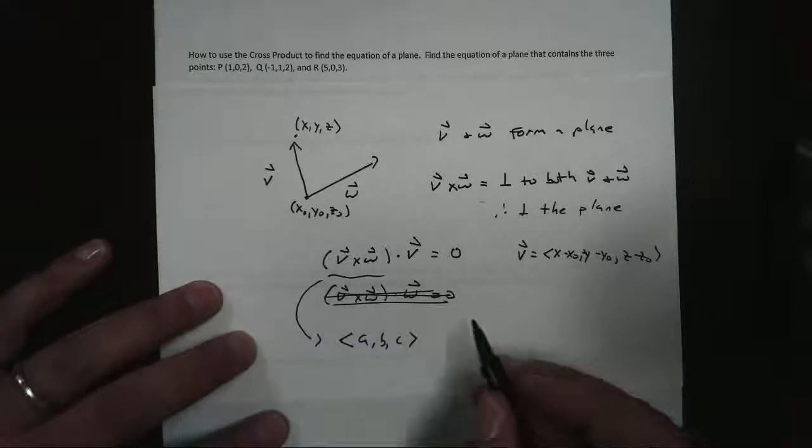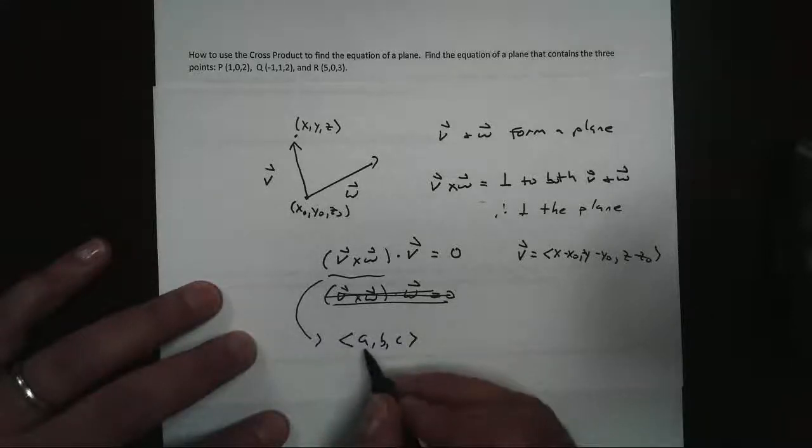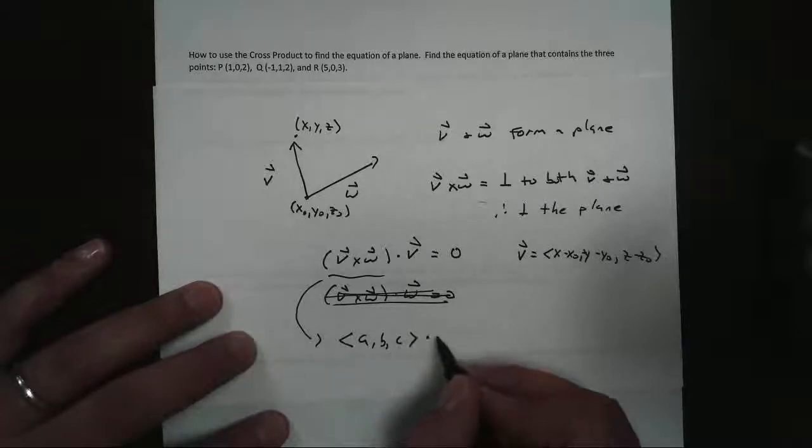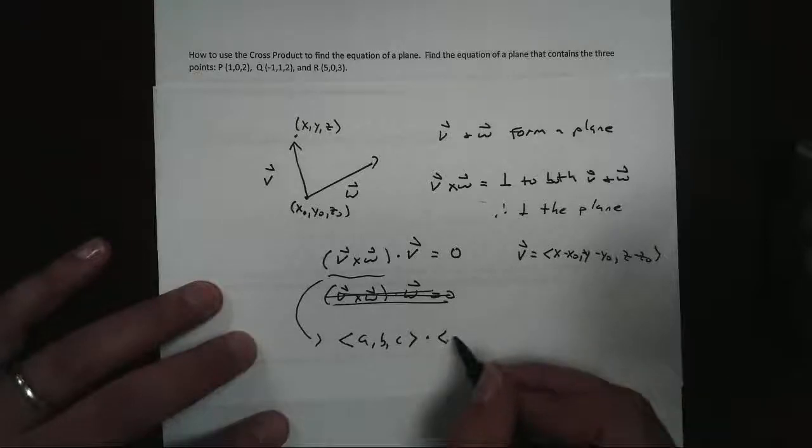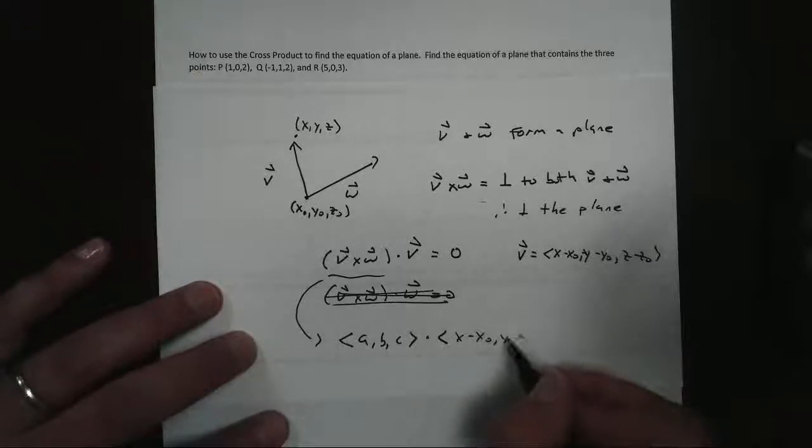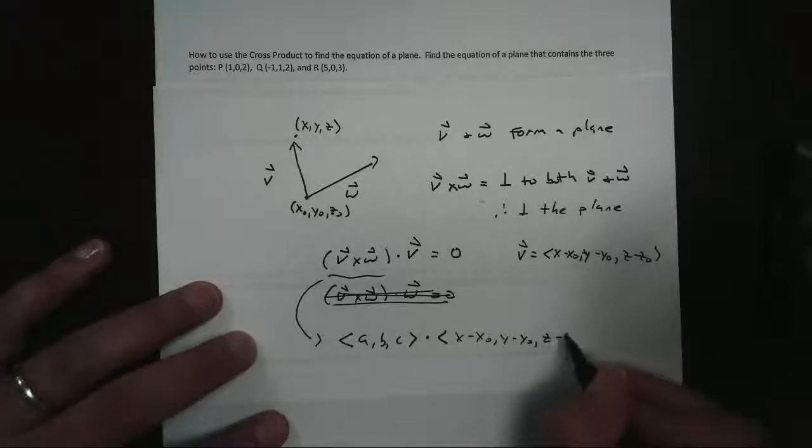Look at the example above, and you can see that these are vectors. I think it was negative 10, negative 5, and 5. Well, V in component form is right here: X minus X naught, Y minus Y naught, Z minus Z naught.